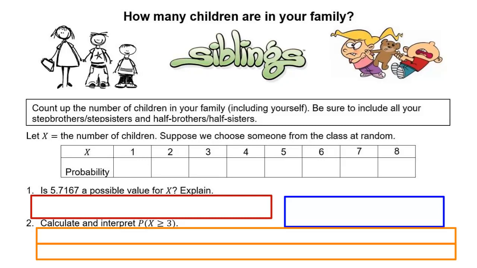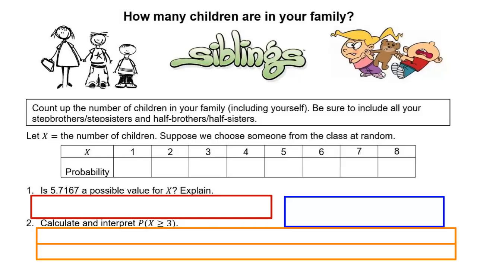We are going to begin our introduction to Chapter 6 by talking about how many children there are in your family. You have to include yourself. So if you have 3 brothers and sisters, your number of children in your family would be 4 because you've got to include yourself in this.